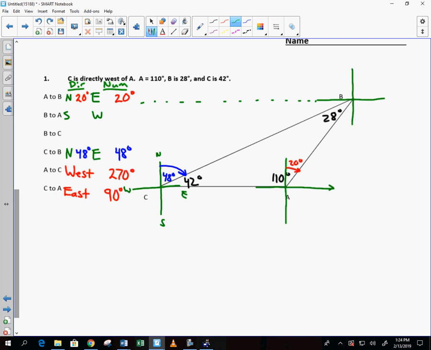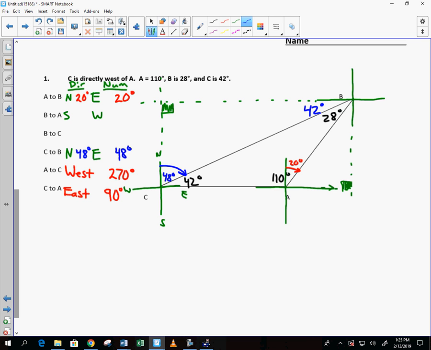What I'm going to do is create a grid here of these northeast, southwest lines. And what it will do is allow me to have some 90-degree triangles that allow me to fill in some blanks. So for example, if this is 48 degrees right here, and I have a triangle right here that has 90 degrees and 48 degrees, what would this angle be? Yeah, 180 minus 90 minus 48, which is 42 degrees.